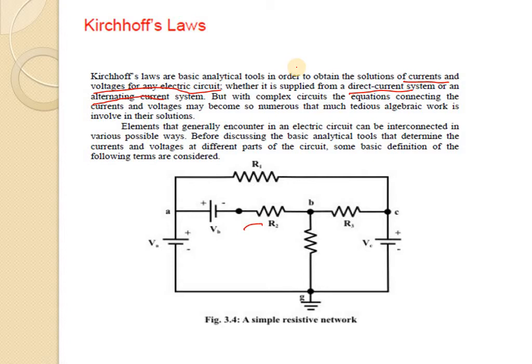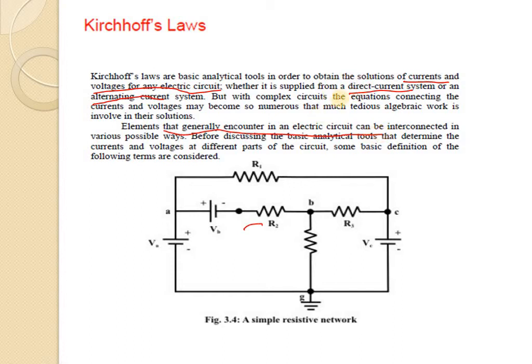Here we will see that the elements generally encountered in an electric circuit can be interconnected in various possible ways. Before discussing the basic analytical tools that will determine the current and voltage at different parts of the circuit, some basic definitions we will discuss now.